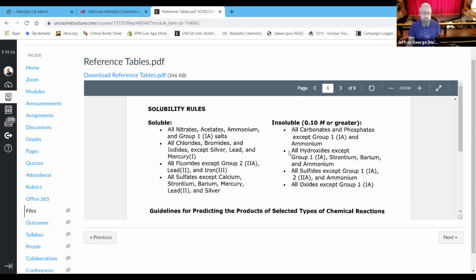Our second chemical is magnesium carbonate. The carbonate is over here. Right? All carbonates are insoluble, with a few exceptions, but we're not one of the exceptions.